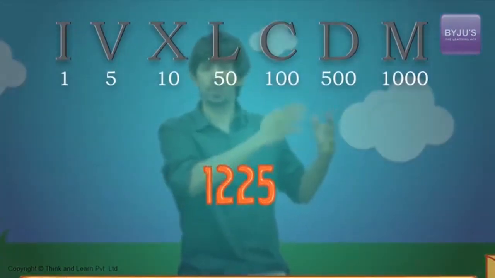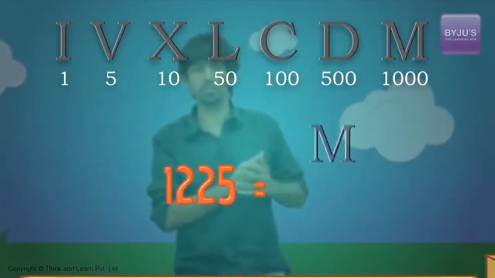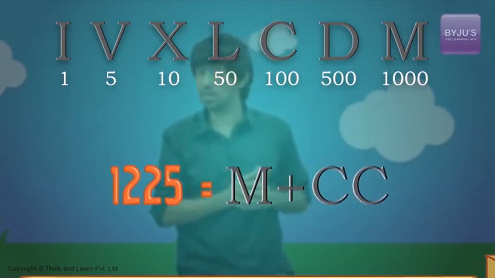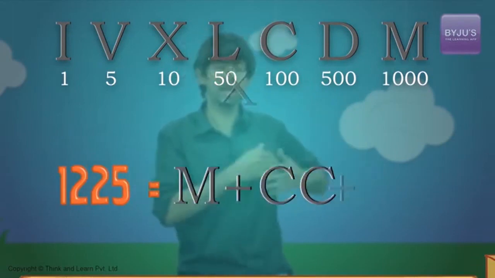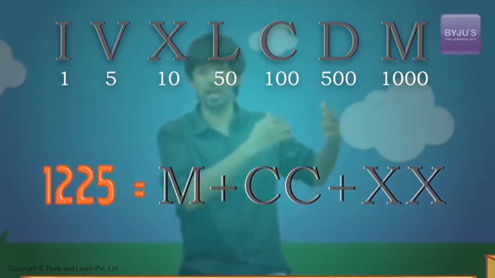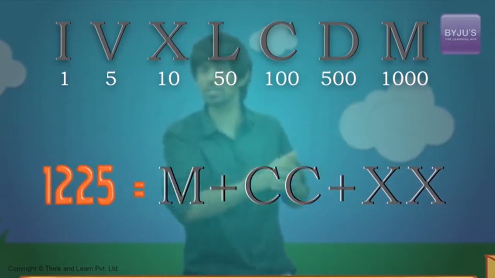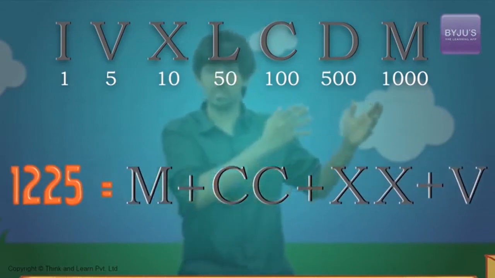You might also ask, what if I have to go more than 1000, right? What if I want 1225 or something, right? 1000 is M, 200 is CC, right? Then one more 20 is another XX, then 5 is I. No, it's V, right? That's how you write it.